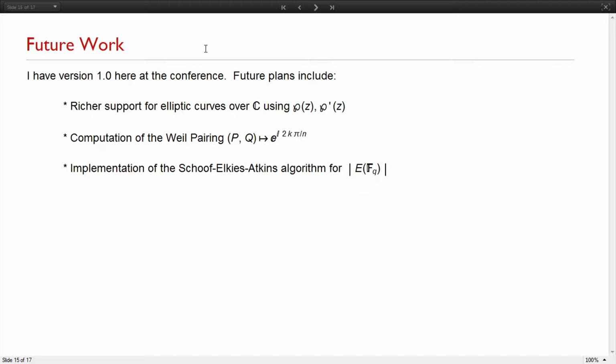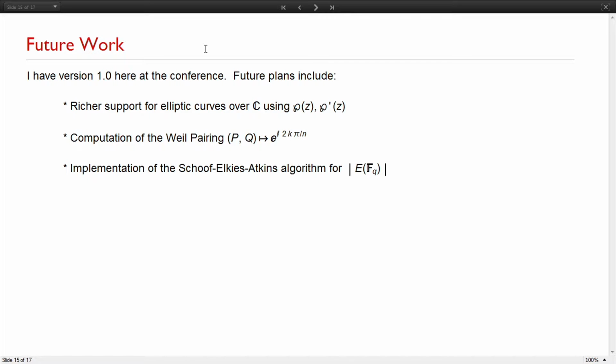So this is version 1.0. As of 3 days ago, nothing worked, but that's the way stuff happens, right? So we now have a working package. Where I need to go with this to make it really useful is to provide support over the complex numbers. There are some functions in the complex plane, the Weierstrass P function and its derivative. It turns out those are related by a cubic curve equation.